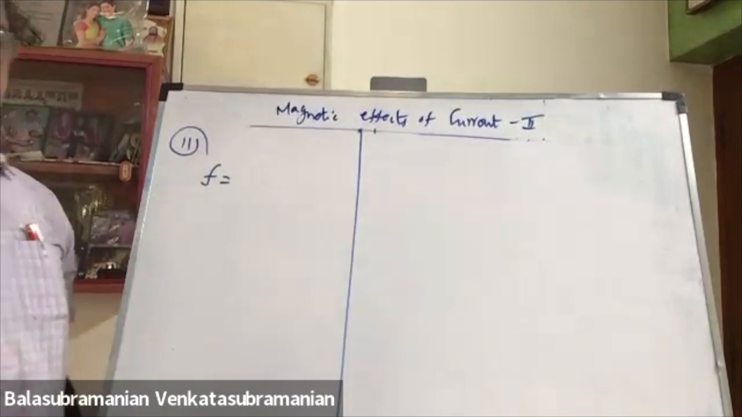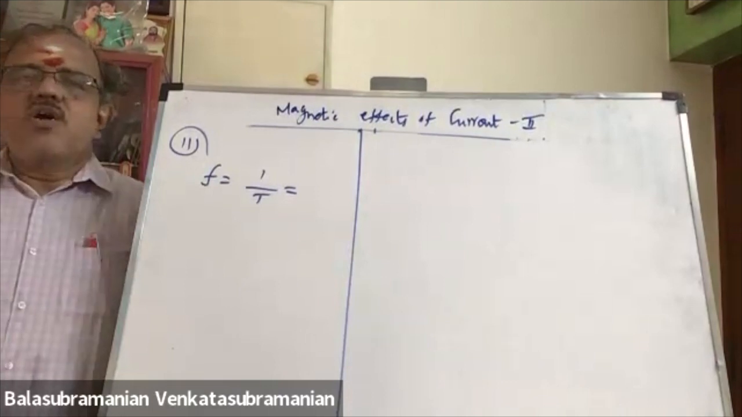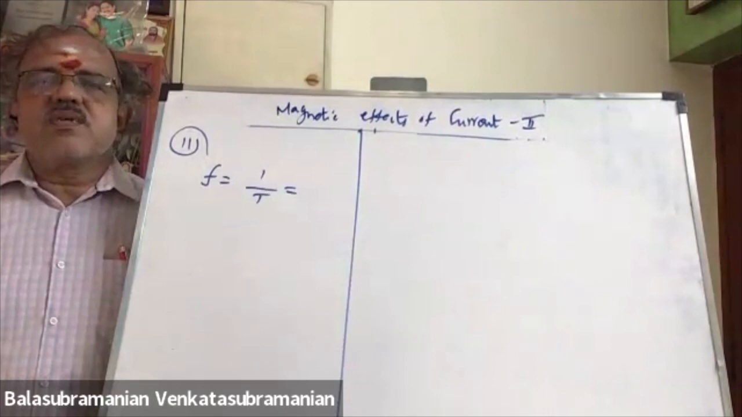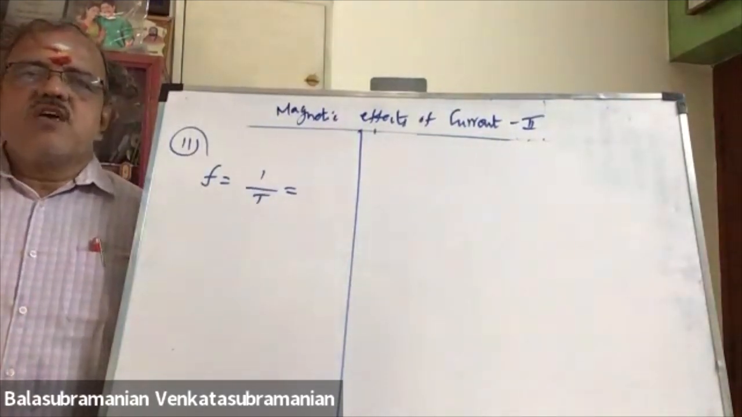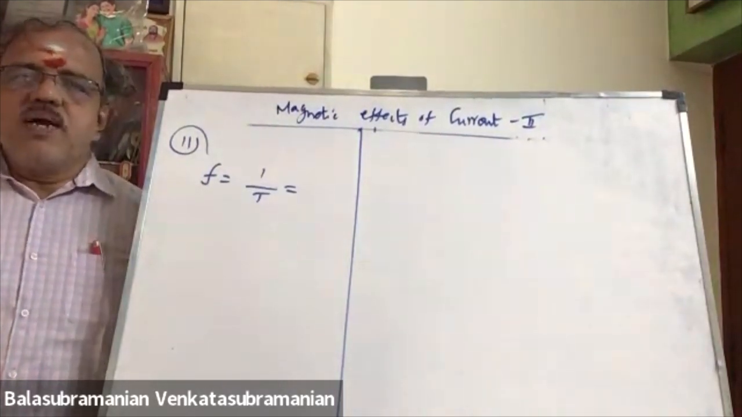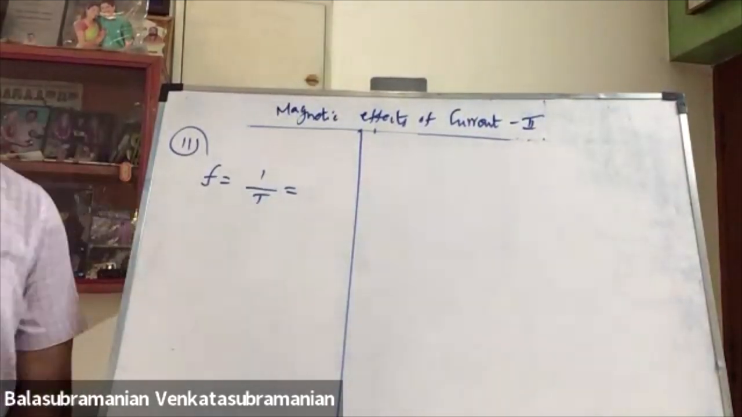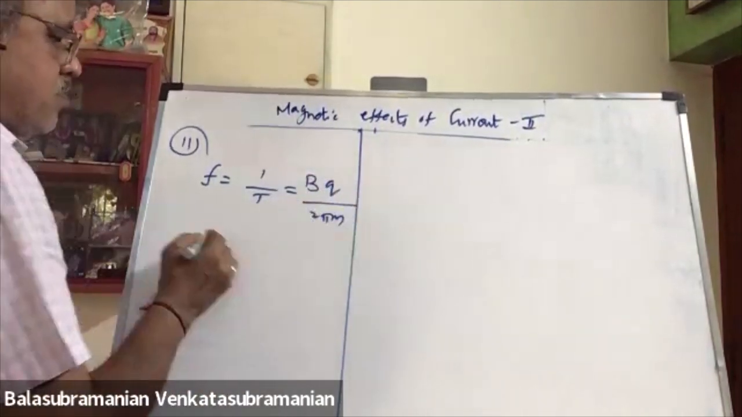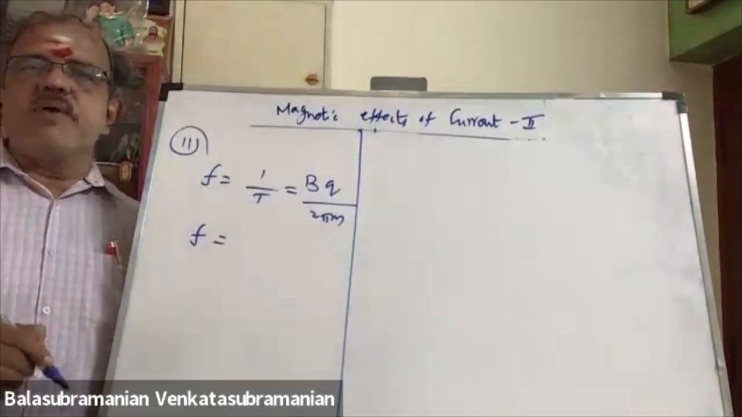Frequency basic formula is 1 by time period. Cyclotron only we will do this. Centripetal force with magnetic force, when you equate, the revolution of electron has got certain period of revolution. Frequency should be 1 by time period. Time period is 2 pi m by BQ. Frequency is BQ by 2 pi m.